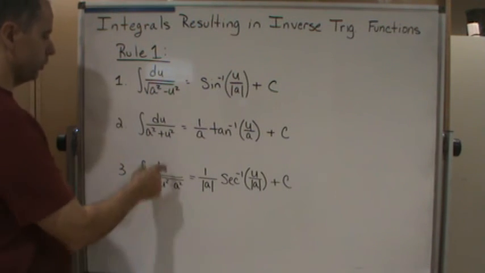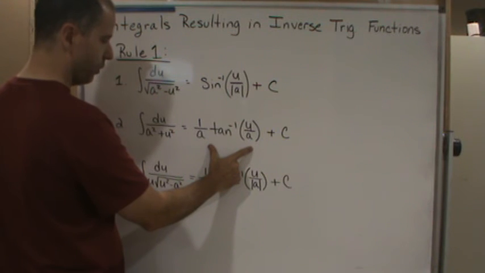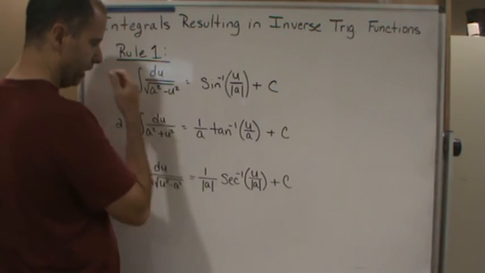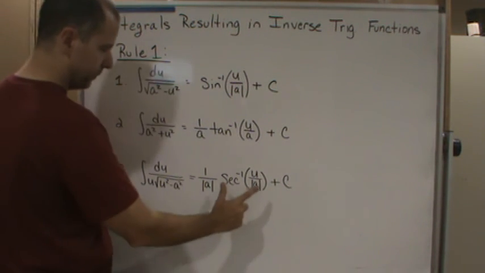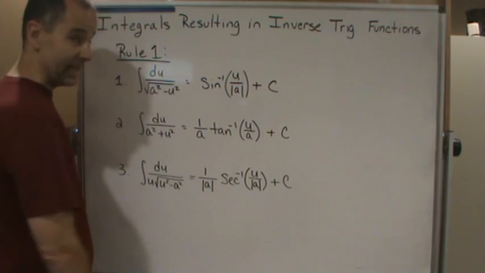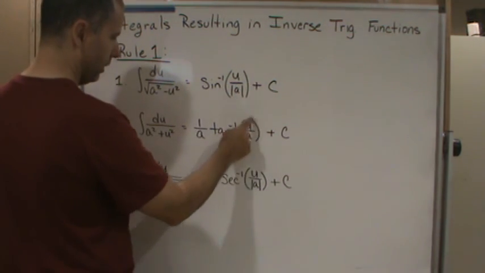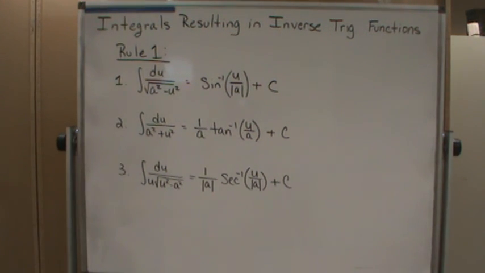Okay. So if you have anything that looks like this, 1 over a squared plus u squared, your antiderivative is going to be inverse tangent. And anything that looks like this is going to have an antiderivative of secant inverse. But pay attention. You're going to have to memorize where your a's and u's go. Okay, so like I said, I'm going to do a proof of one of these in the next video. So pay attention.